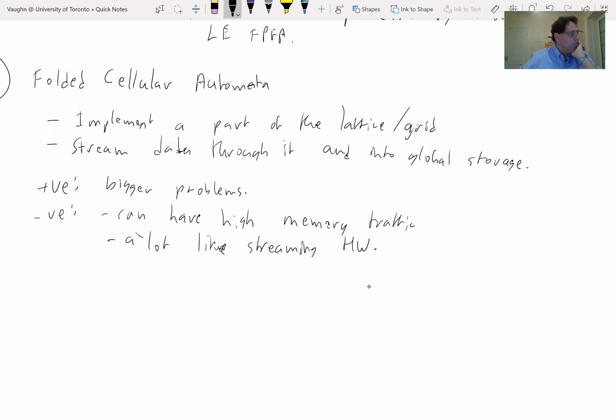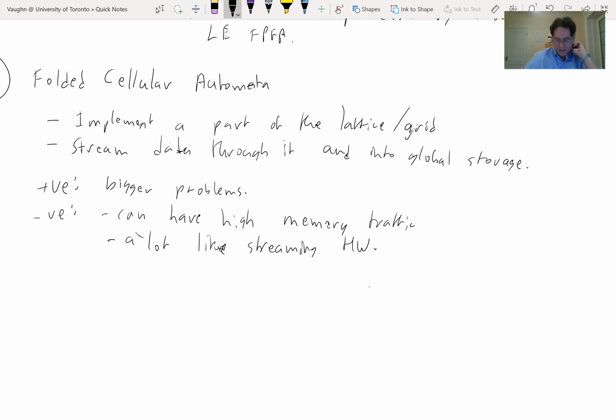So no, you don't have a problem with memory traffic if you can get the whole lattice or grid on chip, but for a big problem, you're probably not going to be able to do that. And then memory traffic does become an issue. There are some optimizations that you can try to do to reduce memory traffic some.